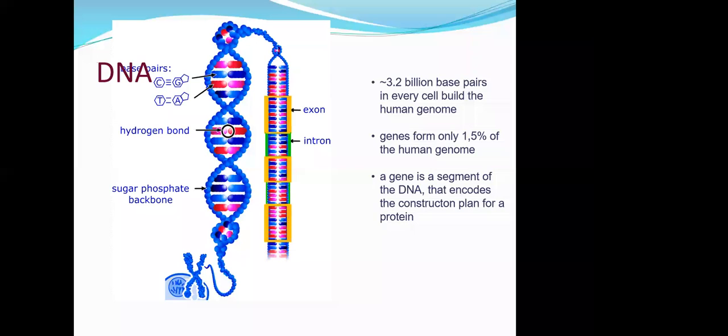So there are approximately 3.2 billion base pairs in every cell that build up the human genome, but the genes form only 1.5% of the human genome. Okay, so whatever has been studied, remember there are a lot of studies, there are geneticists who specialize in genes and their functions. We have only discovered roughly 1.5% of the whole genome as genes. So there is a lot of material in there that is not known, and these form part of the introns. And again, a gene is a segment of DNA that encodes for a protein.